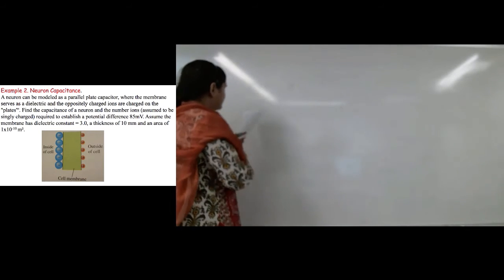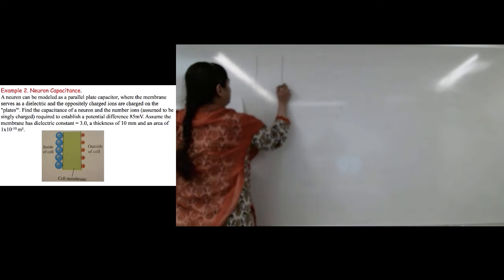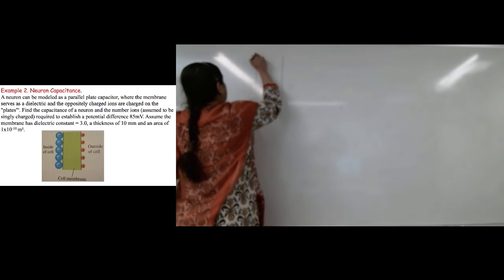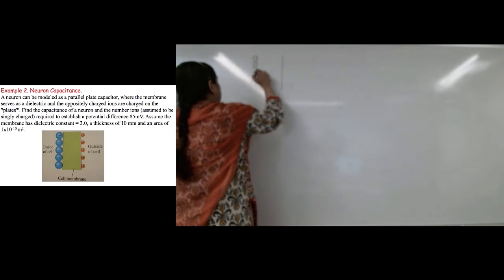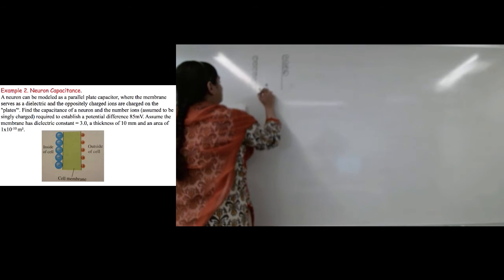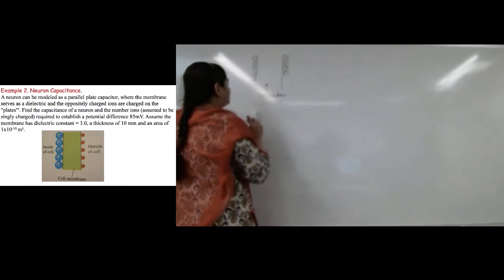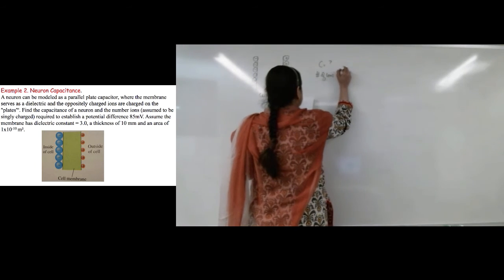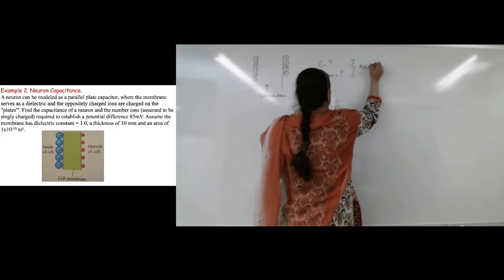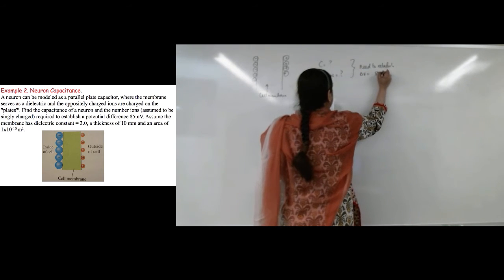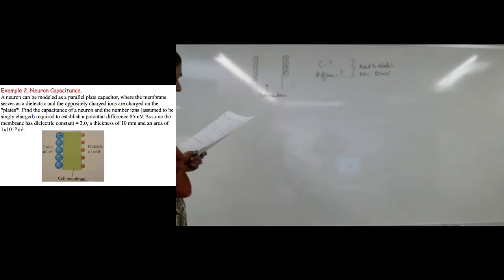Okay, so in this question, what it's saying is that we have a membrane and the neuron can be figured out as that. So this will have a minus charge on one side and a plus charge on the other side, right? So it will have a cell membrane in the middle, okay? And it wants me to find the C and the number of ions needed to establish delta V of 85 millivolts. Okay? That's what my job is.